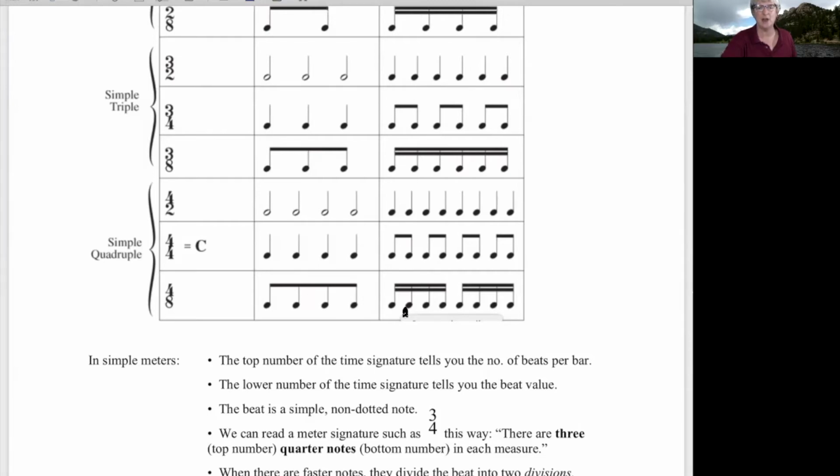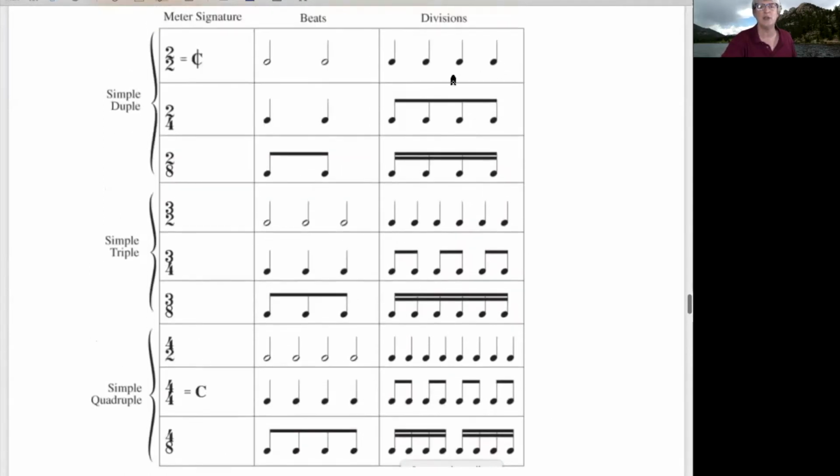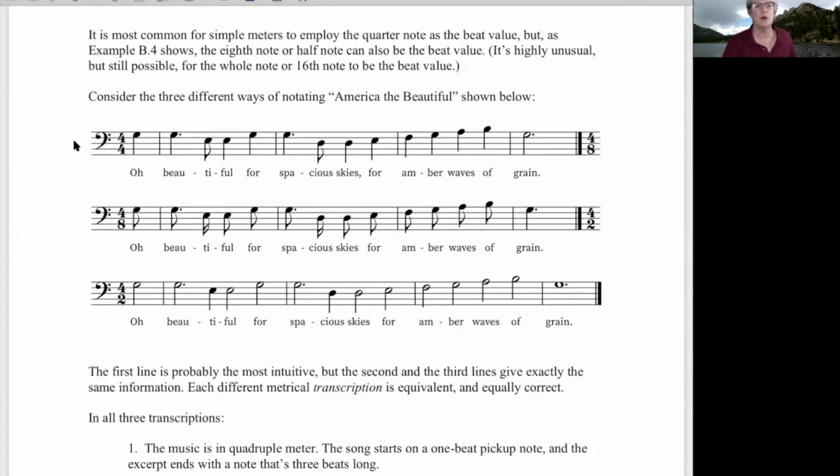But then in the next column, you see faster note values. Where there are faster note values in a simple meter, they divide the beat into 2 divisions. So we can see that for the duple meters, we have 4 divisions per measure. For the triple meters, we have 6 divisions per measure. And for the quadruple meters, we have 8 divisions per measure. Again, we're used to seeing the quarter note as the beat, but as the table above shows, it's also not unusual to have an eighth note or a half note as the beat.